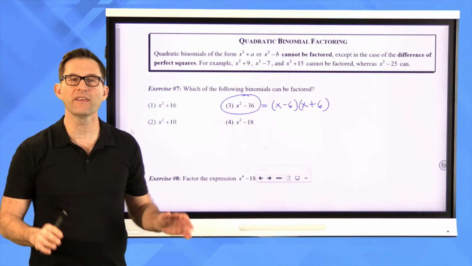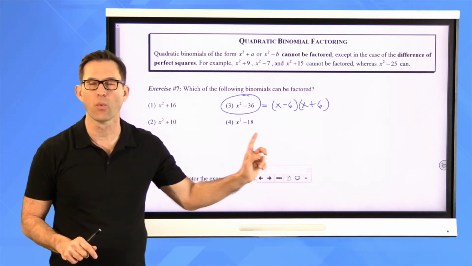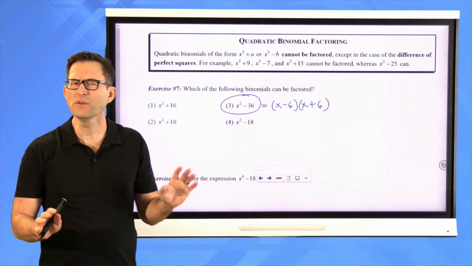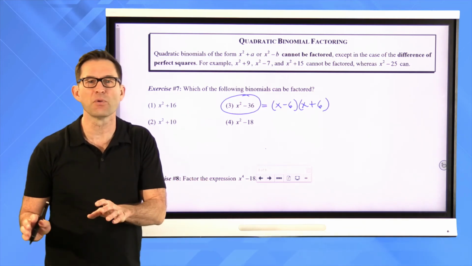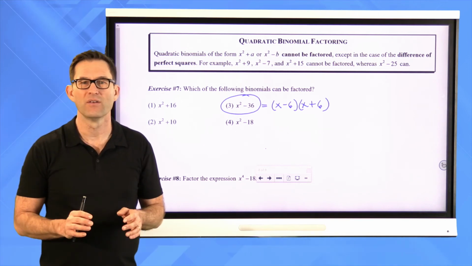And again, I want you to keep thinking about what would happen if you shoved a 0x into each one of these, right? X squared plus 0x plus 16. That one's tempting. It seems like it should be x plus 4 times x plus 4, but then there should be an 8x in the middle, right?